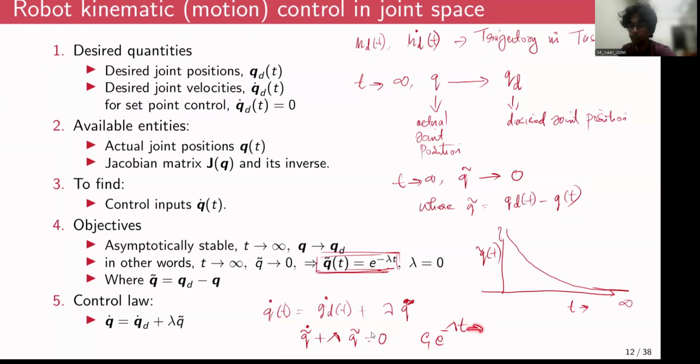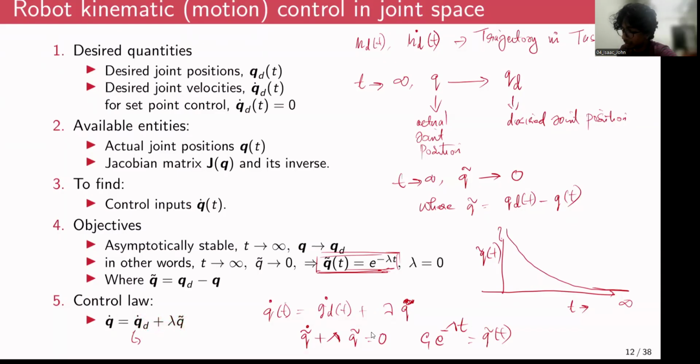And as you can see, as time tends to infinity, this response, q tilde of t, would tend to 0. So the governing equation is this: q tilde dot plus lambda q tilde should be 0. So then, if we want our system to follow this error dynamics, right? What should be our control input? This should be our control input, right? q dot should be q desired dot plus lambda q tilde.